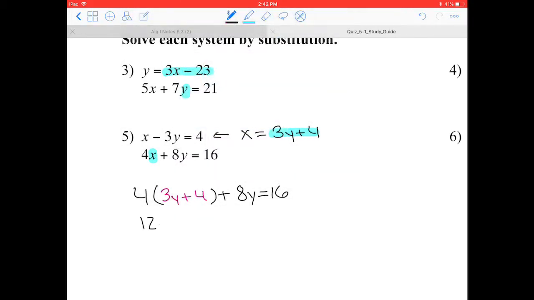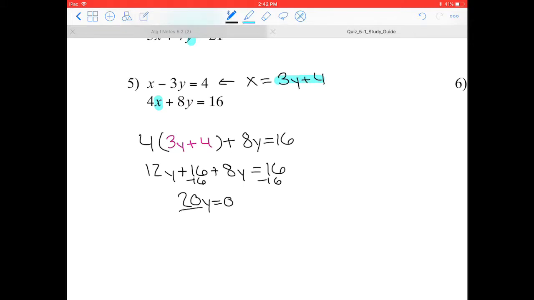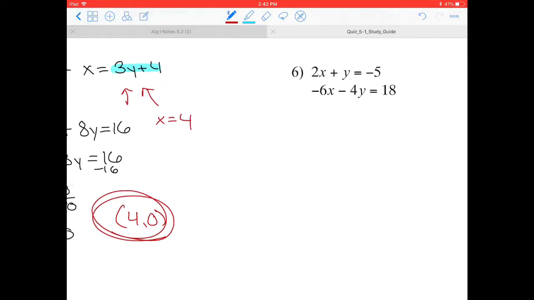So we'll distribute and solve: 8y, 16. Okay, so 12y and 8y is going to be 20y, and subtracting 16 is going to make this equal to 0. Again, that does not mean no solution. Divide by 20, and 0 divided by anything is 0. So if y is 0, we're going to go back up here. 3 times y is 0, so 3 times 0 is 0, plus 4. So x is 4. So this answer is 4, 0. Okay, one more.